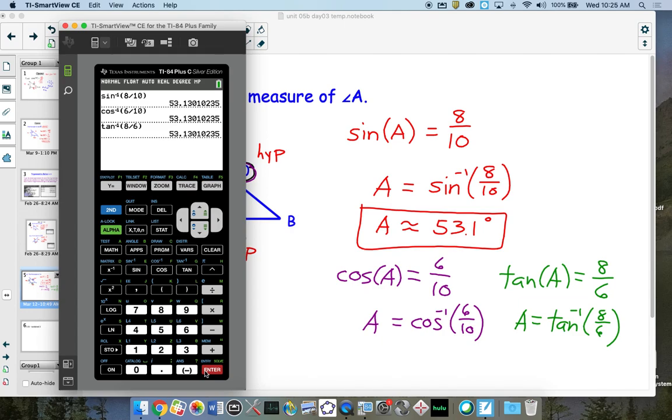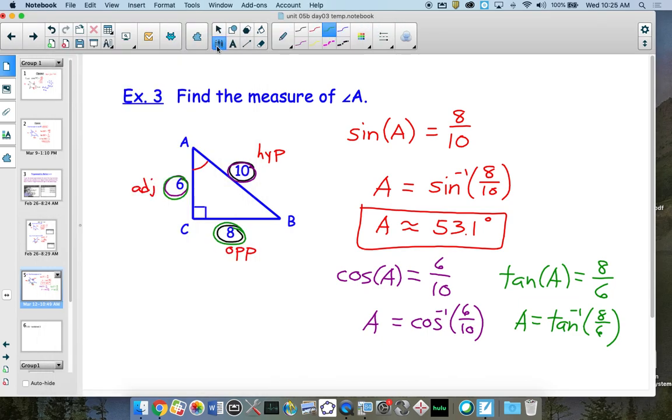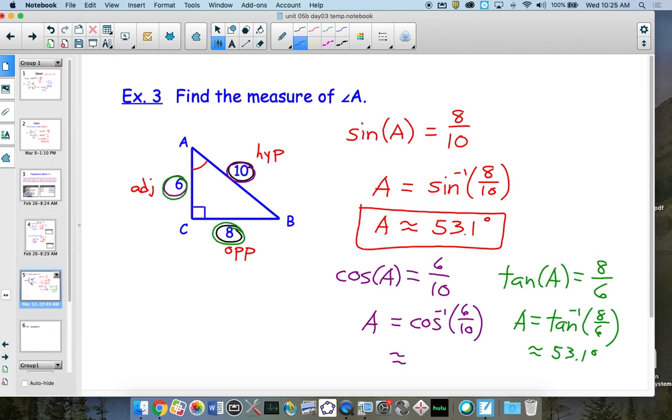So you get your choice on these problems on how you want to set it up. But you're going to get the same answer whichever way you do it. So pick the way that you like to use, the one that makes the most sense to you. So 53.1 degrees there, and 53.1 degrees here. So whichever way you like to do it, go ahead and do it.